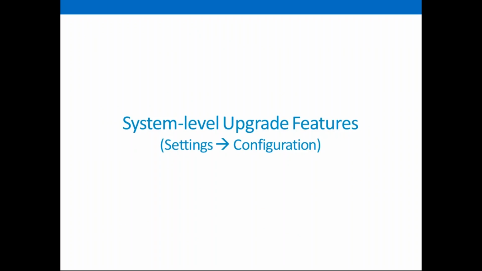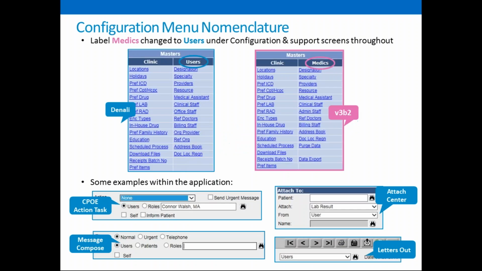All right, now we're going to look at system level. So all of that was kind of user functionality. Now under system, meaning if you have administrator permissions and you go under the configuration menu, we have some nomenclature and label changes here. To minimize confusion, you'll notice here at the top on the right-hand side in your existing version, there's a column called medics that has been relabeled as users. Label change only, to take away the ambiguity that these are all users, not necessarily doctors only.